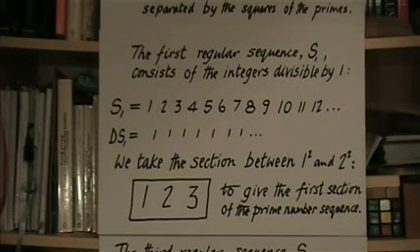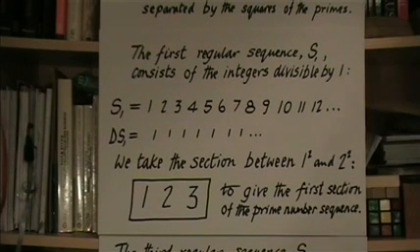Let us now look at the regular sequences. The first regular sequence, denoted by S1, consists of all the integers that are divisible by 1. Now, of course, every integer is divisible by 1, and so S1 is 1, 2, 3, 4, 5, 6, 7, 8, 9, 10, ad infinitum. It is just simply the integers, whose difference sequence is very much like a recurring decimal, and it is 1, 1, 1, 1, 1, ad infinitum. The difference between successive terms in that sequence is just 1.